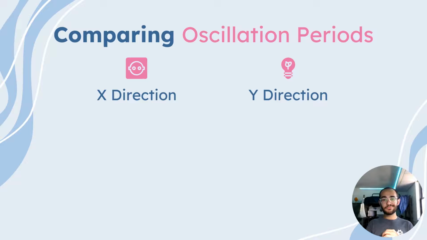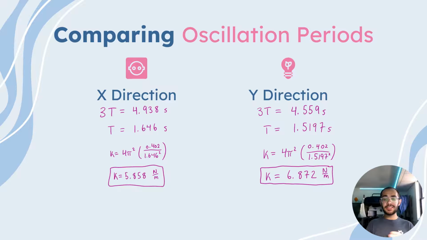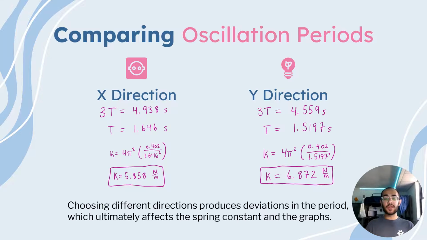Last up, comparing oscillation periods in the x and y direction. The method I used to find both of these is the same as before, looking at the graph of the x and y motion, finding 3 consecutive periods for each, and then taking the average. As we can see, the periods are different when you choose different directions. So ultimately, different directions produce deviations in the period, which ultimately affects the spring constant and the graphs.